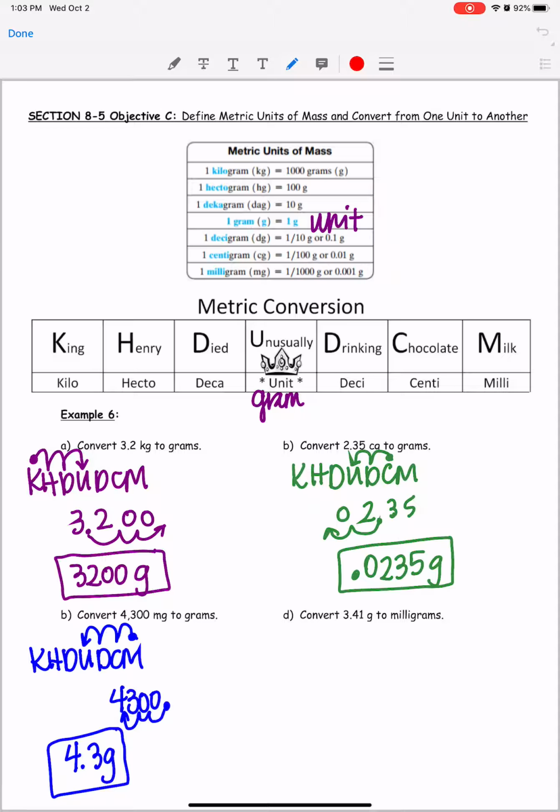Here, convert grams to milligrams. So, King Henry died unusually drinking chocolate milk. I'm going from my unit to milligrams, to this M. So I'm going to move this over 1, 2, 3 units to the right. So my 3.41, 1, 2, 3, put in your 0. So this becomes 3,410 milligrams.